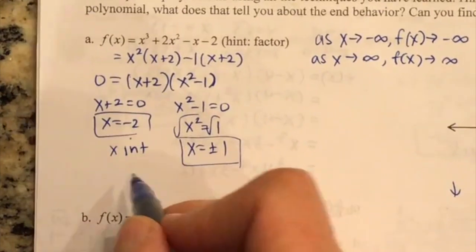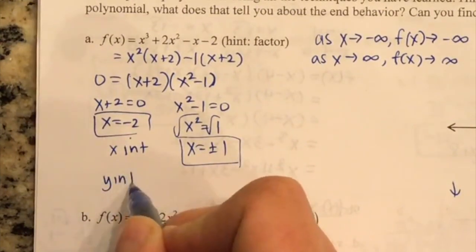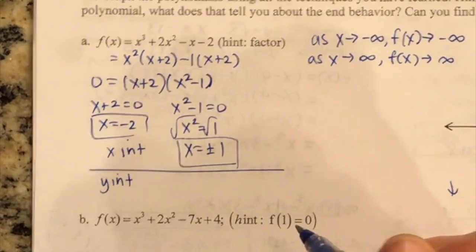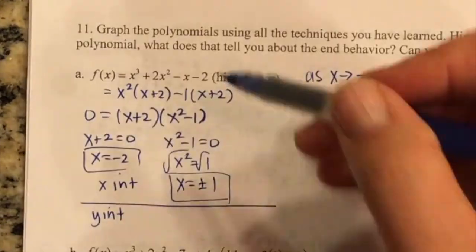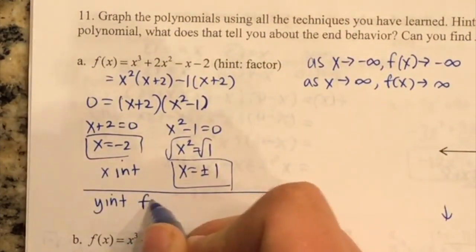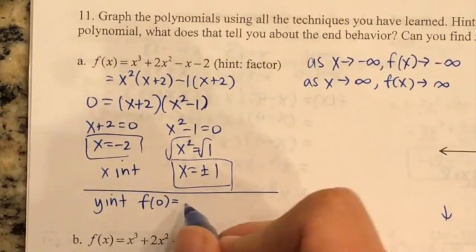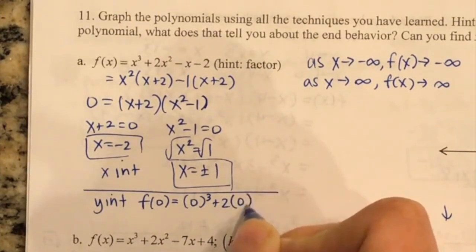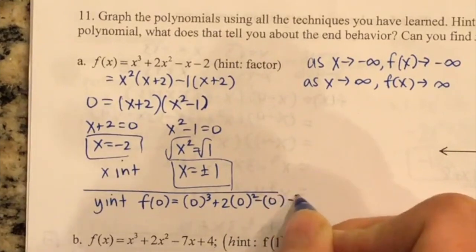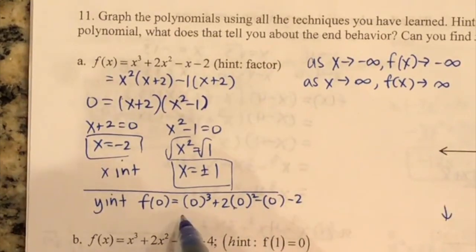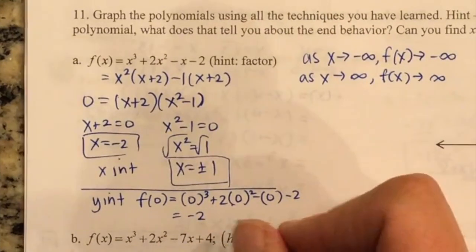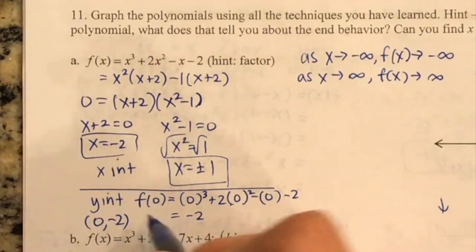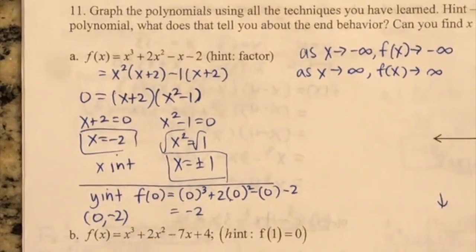I also need to find my y-intercept. And to find my y-intercept, that basically means I want my x value to be 0. So I like to go back up to my original and basically do f of 0. That's going to give me my y-intercept. So 0 cubed plus 2 times 0 squared minus 0 minus 2. That's a 0, that's a 0, that's a 0, and so it's equal to -2. So what I just figured out is my y-intercept is (0, -2). x is 0, y is -2.